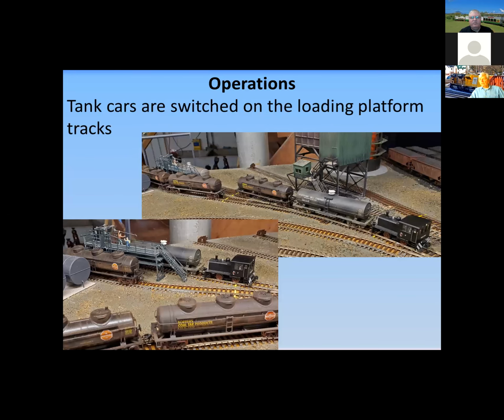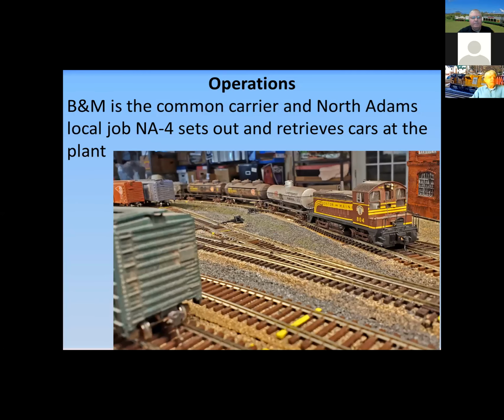Tank cars are switched on the loading platform tracks. In this case, I have 2 empties ahead of the switcher. The 3 loads will be switched out and the 2 empties spotted. In my case, my plant has a contract with Koppers, so there's always coal tar going out in Koppers coal tar tank cars. Boston and Maine is the common carrier here, and the local NA4 job sets out and retrieves cars at the plant.